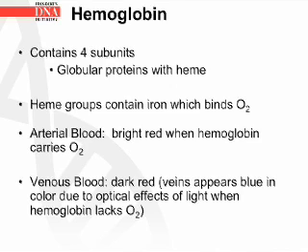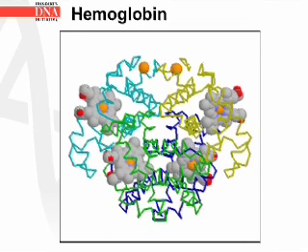Hemoglobin contains 4 subunits of globular proteins with heme. Heme groups contain iron, which binds oxygen. Arterial blood is bright red when hemoglobin carries oxygen. Venous blood is dark red. Veins appear blue in color due to optical effects of light when hemoglobin lacks oxygen.